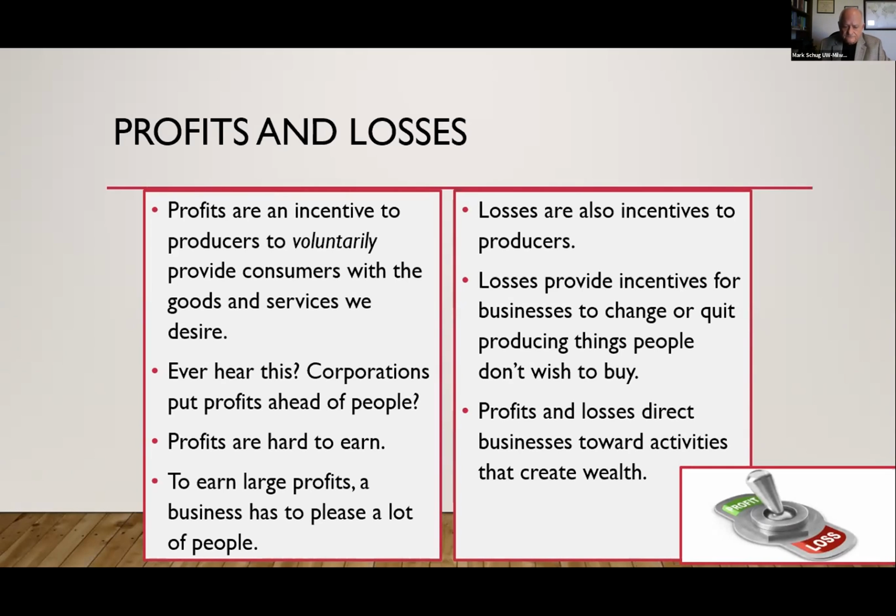Profits are hard to earn. To earn large profits, a business has to please an awful lot of people. Talk to the people at Walmart and Apple about how many customers they have and how they keep them happy. Losses, on the other hand, are like disincentives, right? Losses punish businesses and make them change or quit the things they're doing. So profits and losses work together to get people to voluntarily produce the goods and services we want.